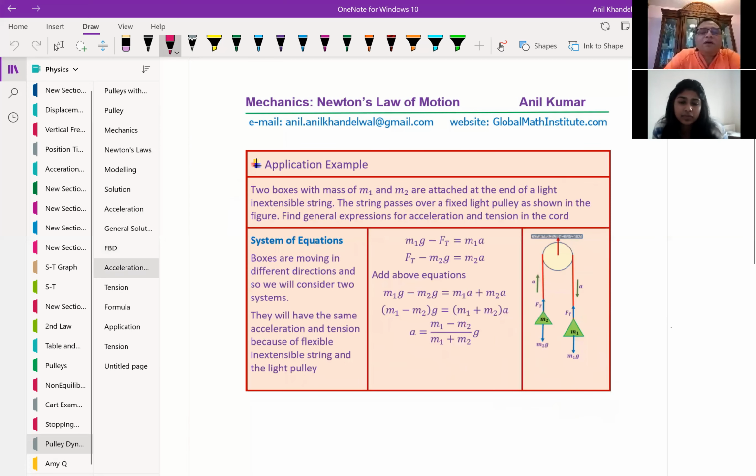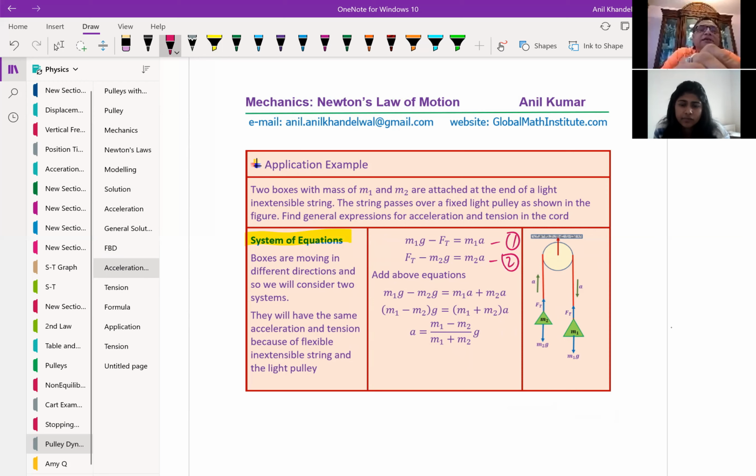So here, can you please read this system of equations which we have created? The boxes are moving in different directions, so we will consider two systems. They will have the same acceleration and tension because of the flexible, inextensible string and the light pulley. Those are the assumptions we make, and the two equations we wrote are these, right?